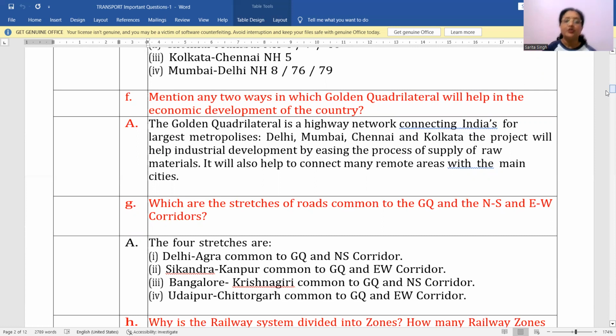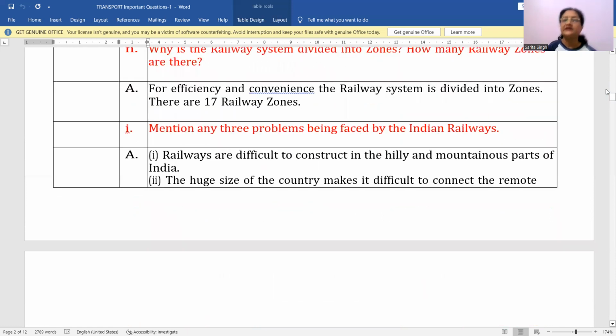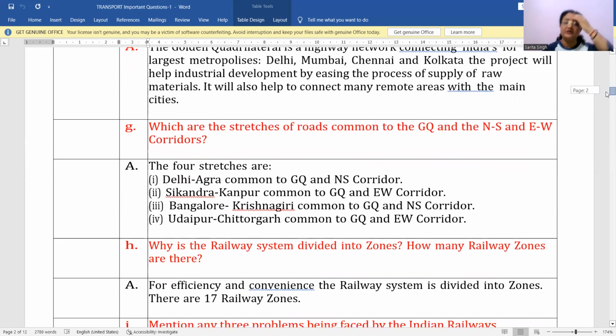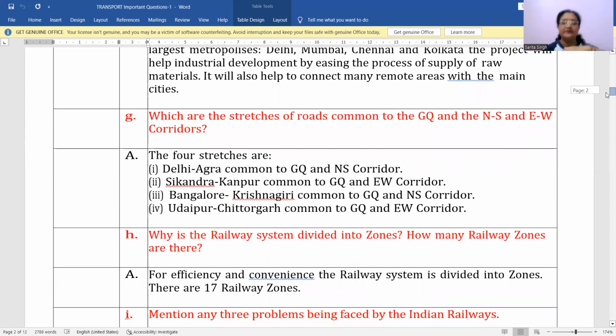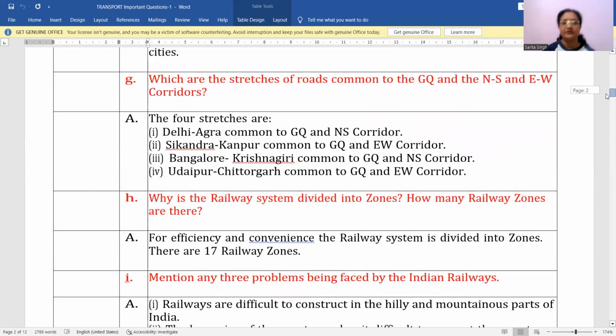Okay, then which are the stretches of roads common to the Golden Quadrilateral and north south east west corridors? The four stretches are basically in both these: Delhi Agra common to Golden Quadrilateral and north south corridor both. Okay, Sikandra and Kanpur, common to Golden Quadrilateral and East-West Corridor. Bangalore, Krishnagiri, Golden Quadrilateral and North-South Corridor. Udaipur and Chittorgarh, that is again Golden Quadrilateral and East-West Corridor.